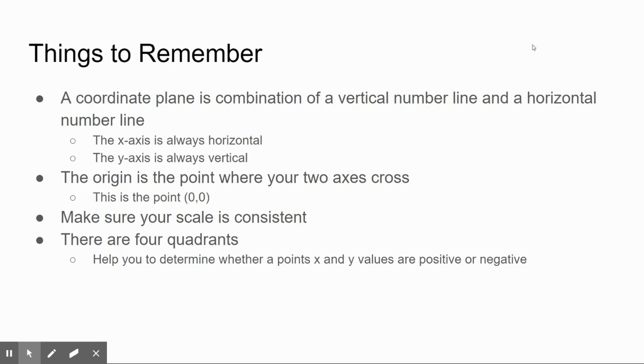Finally, there are the 4 quadrants. For right now, you just need to remember that there are 4 of them. They go counterclockwise. They're going to help you determine whether a point's x and y values are positive or negative. That's all you need to know about quadrants for right now.